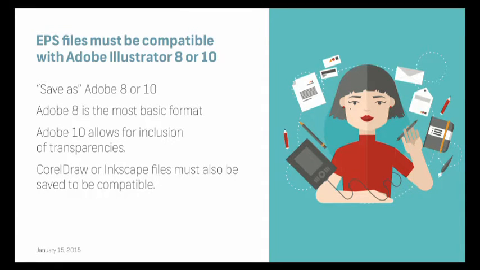So you definitely want to save as Illustrator 8 or 10. When you save as Adobe Illustrator 8, that's the most basic format, so there really isn't much you can add there. You can't use transparencies. Saving as Adobe Illustrator 10 does allow for the inclusion of transparencies. And if you're working in CorelDRAW or Inkscape, you need to save those files to be compatible.